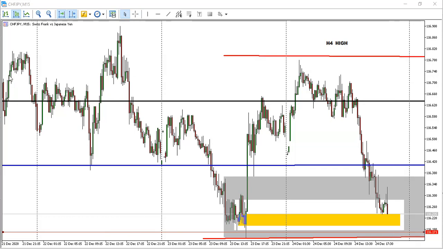Then we have 9 pips as our stop. Then it will be 47 divided by 9, guys. Then this could have been 1 to 5.2, a 1 to 5.2 risk to reward ratio.